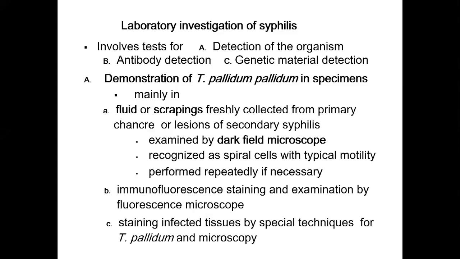Secondly, the immunofluorescence staining and examination by fluorescence microscope. That is limited in availability, but where it is available, it can be performed. And then thirdly, staining infected tissues by special techniques. This can be done in laboratories where tissues are processed and stained. So that is one category of the tests, demonstrating the presence of the organism. And you only want to do it where there is a chance of actually demonstrating it. And that chance is higher in the primary and secondary stage.